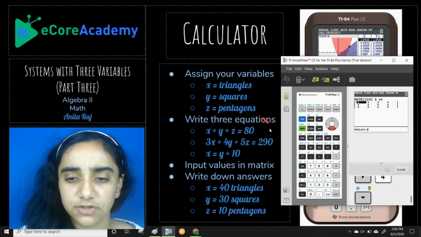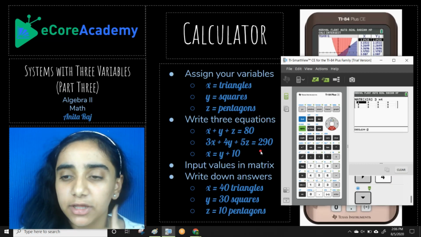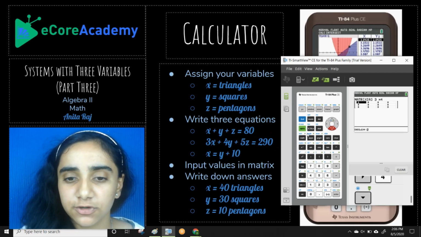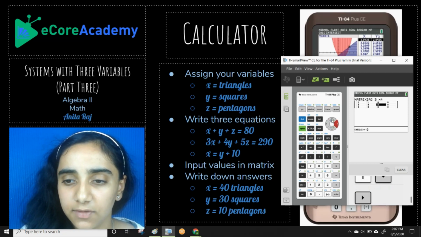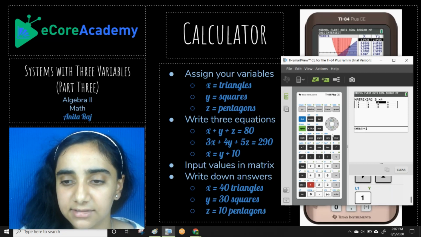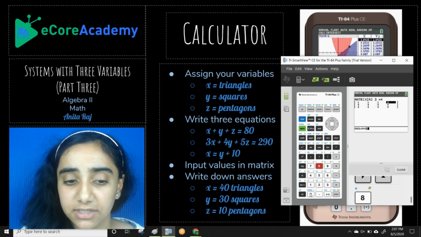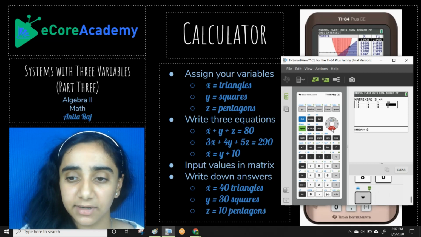Now you want to look at these three equations we have right here, and you want to input them into the matrix. So the first equation is x plus y plus z equals 80. Well, all the variables have a coefficient of 1, so I'm going to be typing 1 into each of these slots in the top row. So each one is positive 1. And then this equals 80. So in that last slot in the top row, I'm going to be typing 80 in. So my first equation is set. So let's do my second equation.